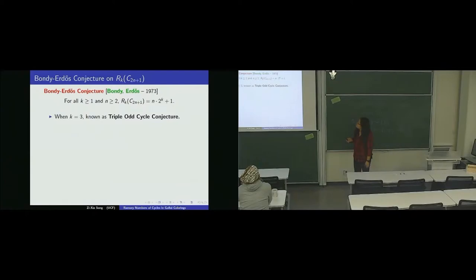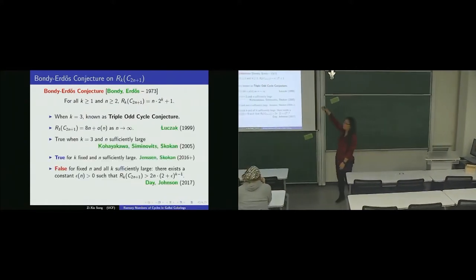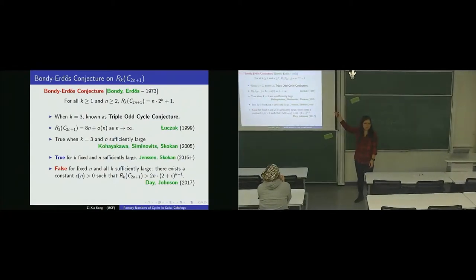It was conjectured in 1973. When k is 3, this conjecture is more popular. It's called the triple odd cycle conjecture. There's been a lot of work on this one. The first breakthrough here came when the regularity lemma became popular.